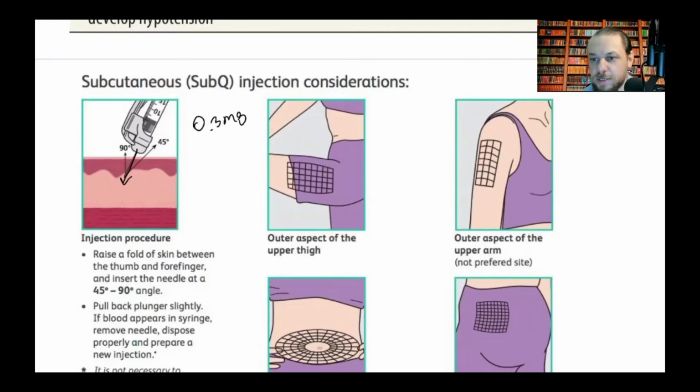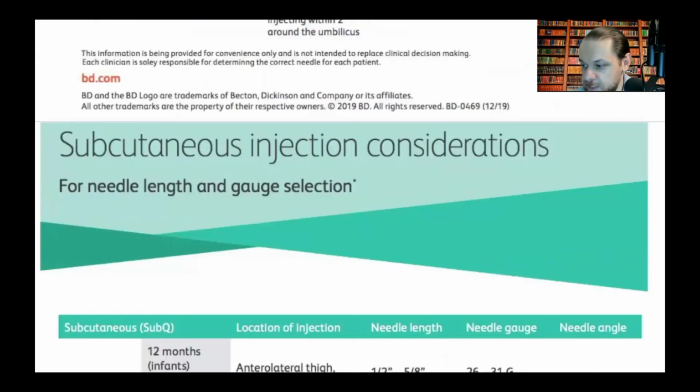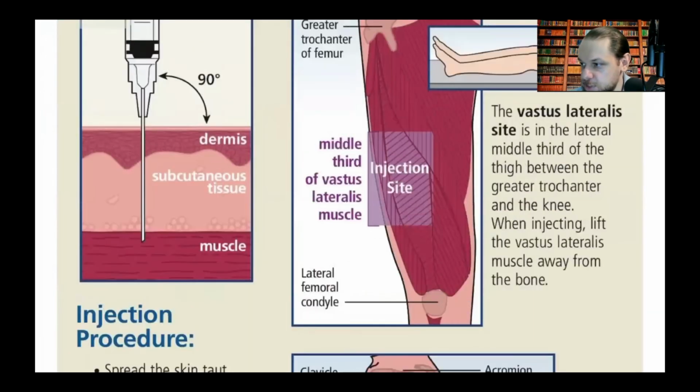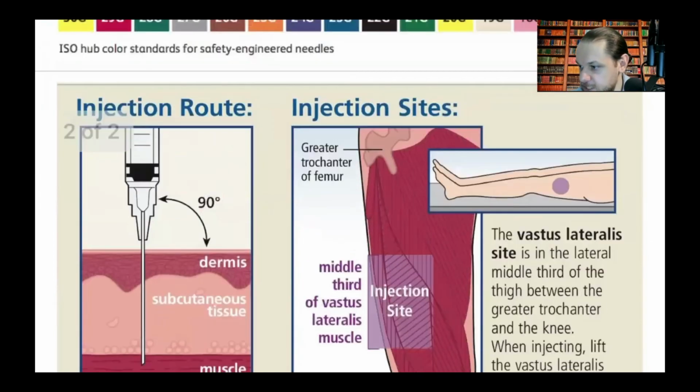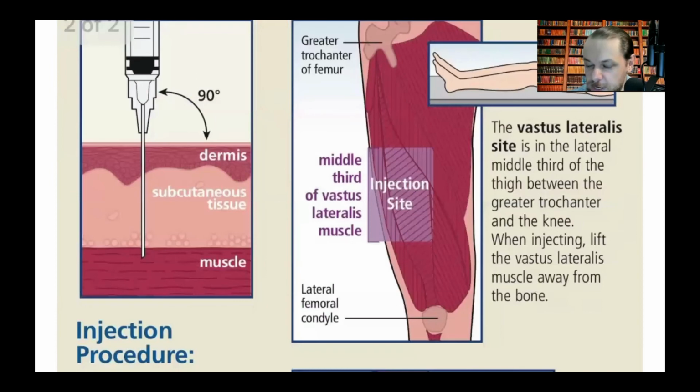But where do I want to give that medication? I want to give this medication into the muscle. So this is the IM injection here. And you notice, when I'm doing the IM injection, I'm going to bypass the dermis, the epidermis, the subcutaneous tissue, which is essentially fat. And I want to get into the muscle.